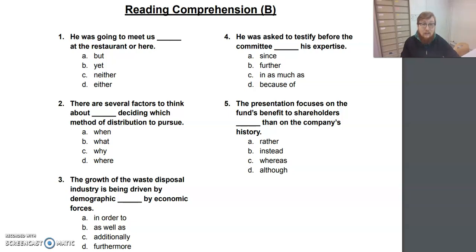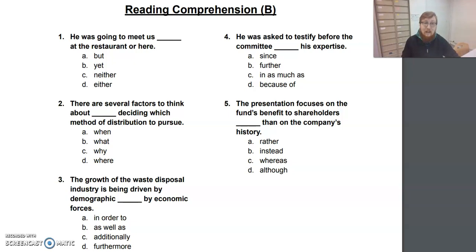There are several factors to think about blank, deciding which method of distribution to pursue. When, what, why, where. These are question words, right? But they're also, in this context, what? Conjunctions, right? So there are several factors to think about when deciding, which is actually the correct answer. So even though they're question words and they're in the same semantic field, when is accurate here because deciding in the moment, so it's temporal, it's partly tense related.